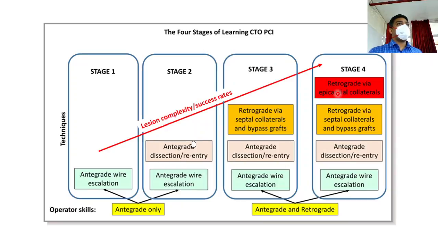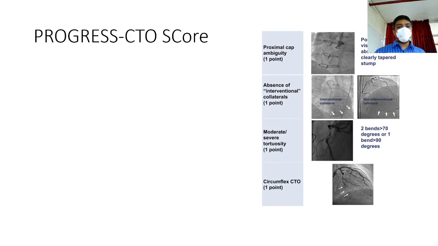Not every collateral we can attempt easily. There are various types of collateral: septal collateral, CABG graft collateral. Then the least preferred collateral is the epicardial coronary collateral. So all the details will come. The stage of the operator itself is graded. That is, not every CTO can be done by a beginner.